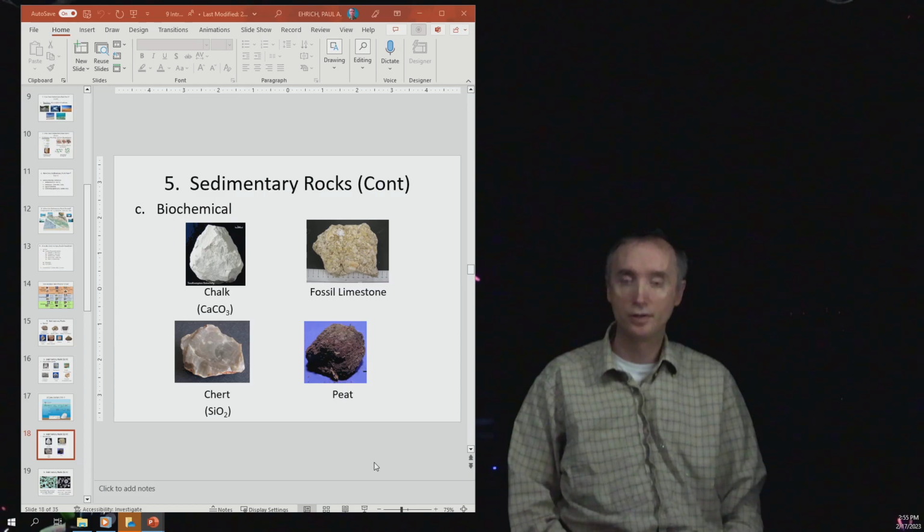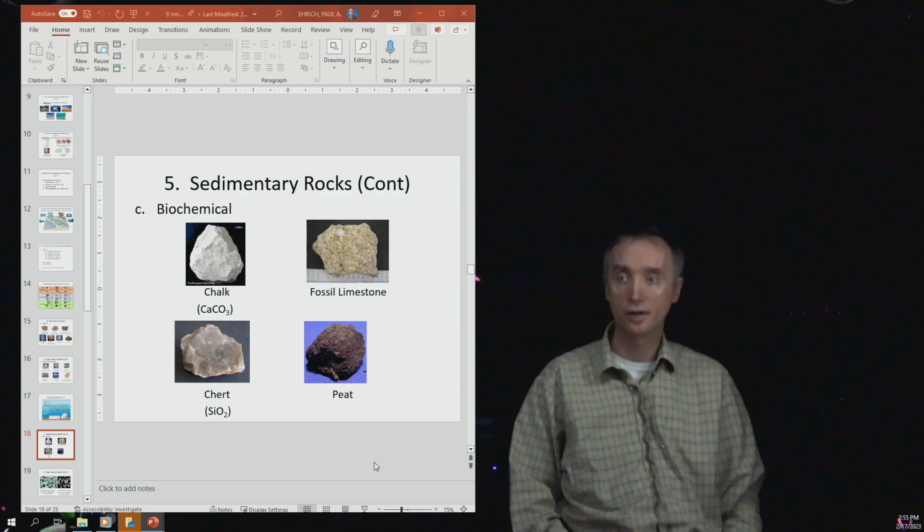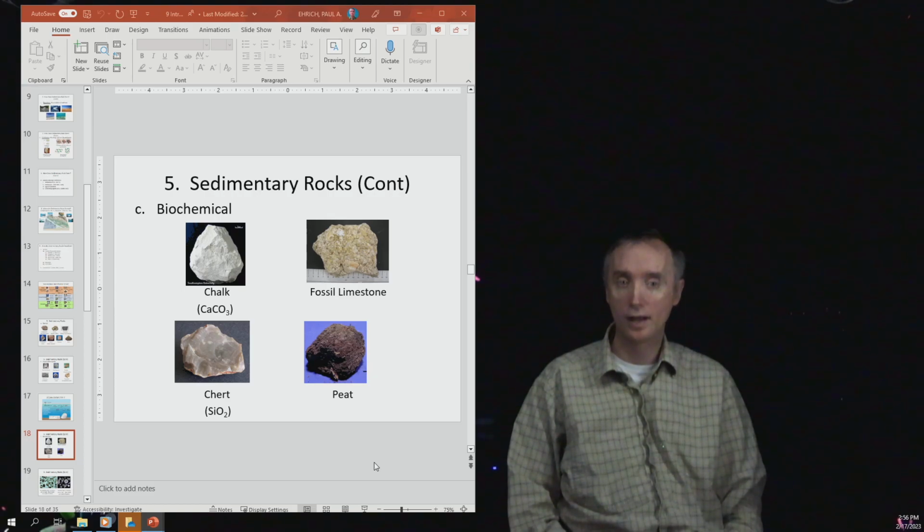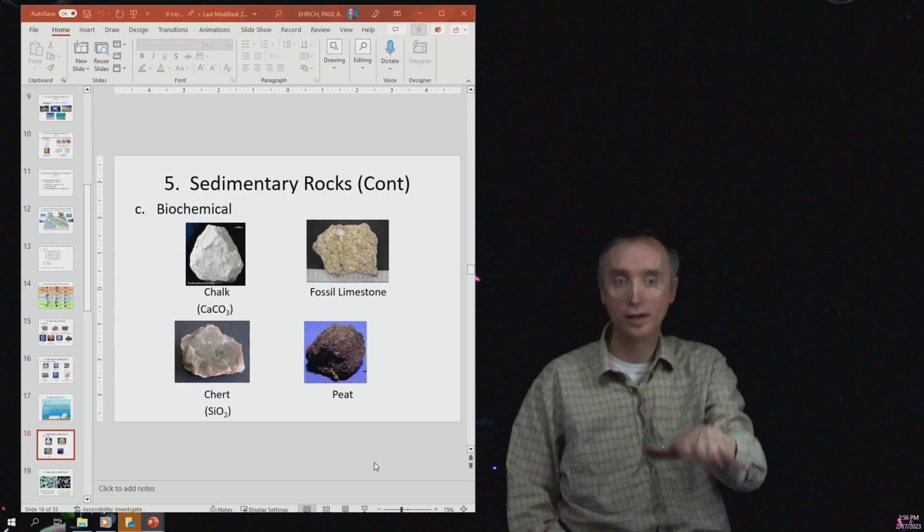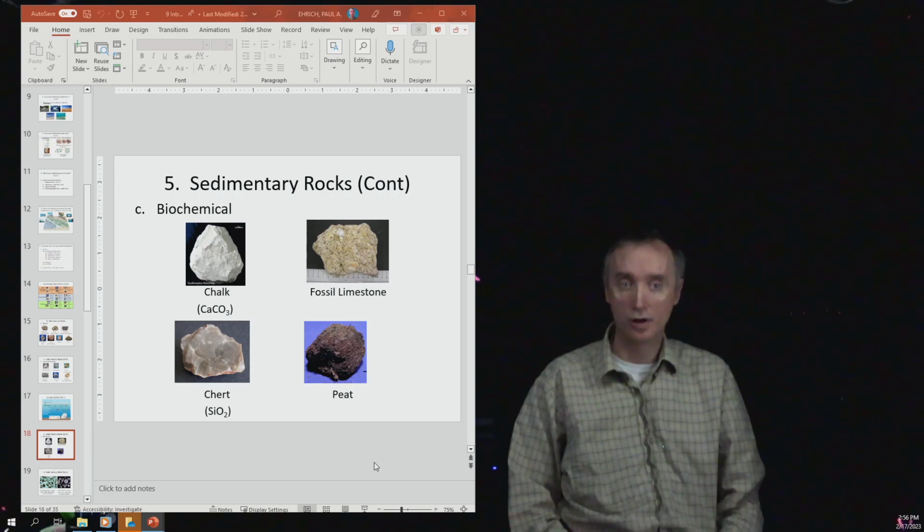So the first one is going to be chalk, and chalk is going to be composed of calcium carbonate. So what chalk is, it's composed of microscopic little animals that use the calcium carbonate to make their shells. And then when they died, they accumulated on the ocean floor and were cemented together to make chalk.